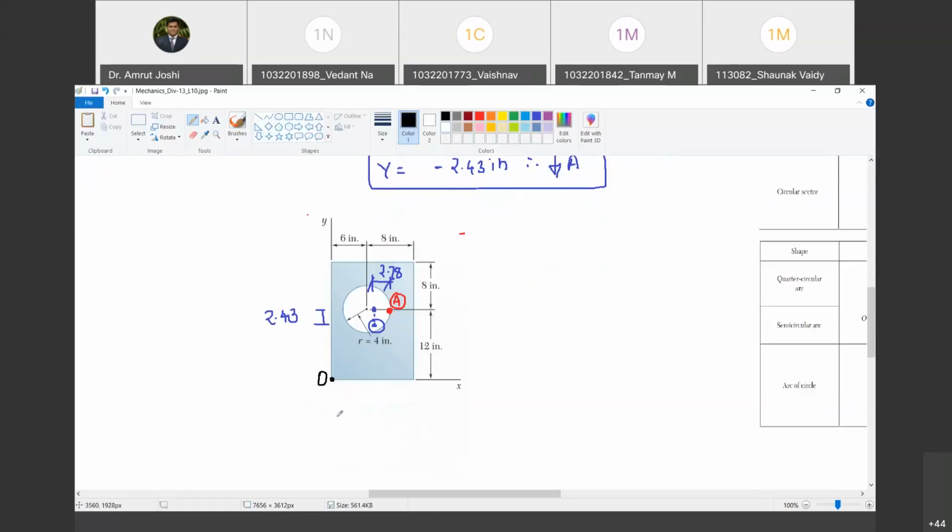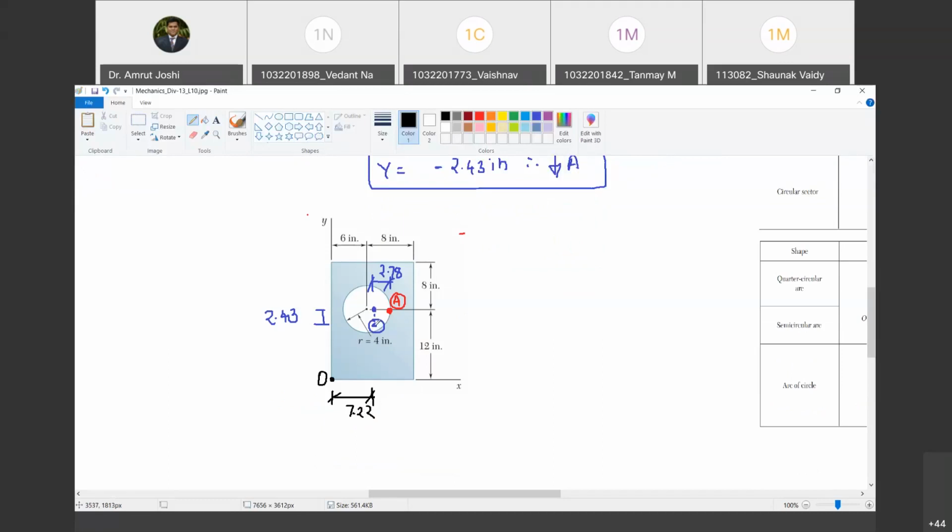Easily. So how much is this distance now? Tell me. Up to A, how much is the distance? Up to A it is 6 plus 4, that is 10. That is 10 minus 2.78. So how much is that? 10 minus 2.78 is 7.22.